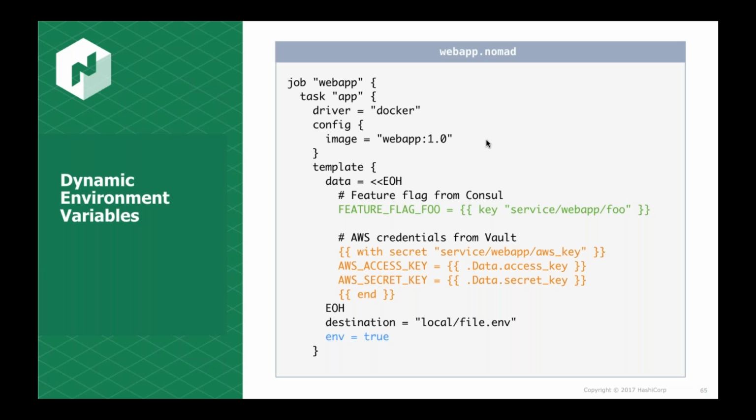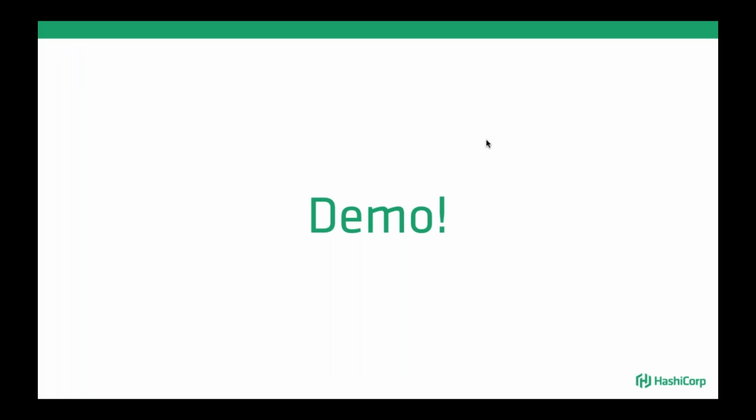So what this looks like is we have our same template block here, where here I'm just inlining the data. And so what we're saying is, feature flag foo is sourced from a key from Consul, and then we're sourcing our AWS access key and AWS secret key from Vault. And at the very bottom, there's a key that we've set, which is env equals true. And if we set that within a template block, this won't be used as a config file. This will be used to actually generate environment variables for our application. And so now let me flip over and actually demo some of this stuff.